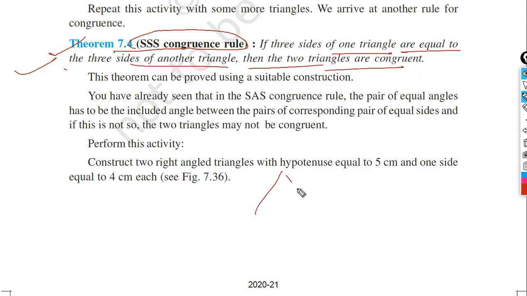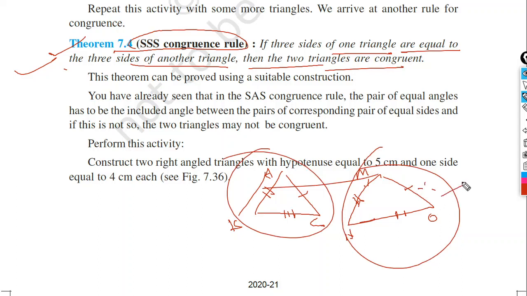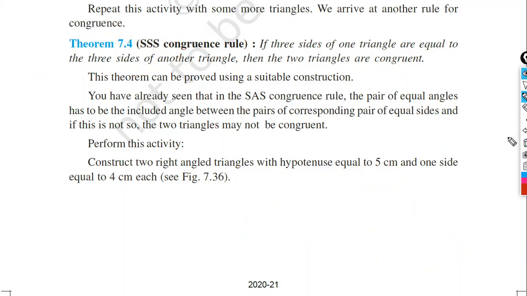So you already know this from class 7 and 8, that if, suppose in these triangles ABC and MNO, you have AB equal to MN, BC equal to NO and AC equal to MO, then we can say these two triangles ABC and MNO are congruent. The congruency rule is side, side, side. How can we prove it? We can prove it by suitable construction.